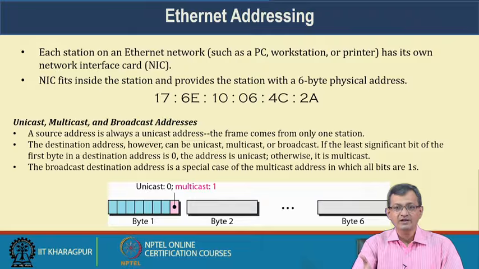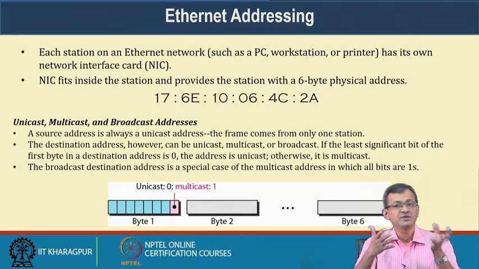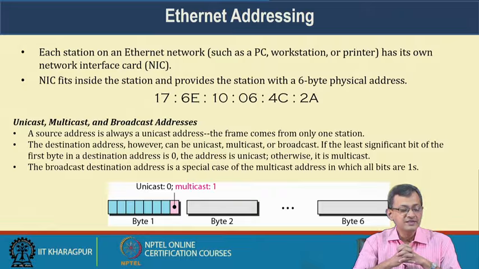It can be a wired connection, it can be a wireless connection, it can be coax cable, twisted pair, fiber optic, or some wireless devices, Bluetooth, etc. The NIC fits inside the station and provides the station with a 6-byte physical address, which is ideally unique for every NIC. So, typically like 17, 6C, 10, this is a typical 6-byte address.